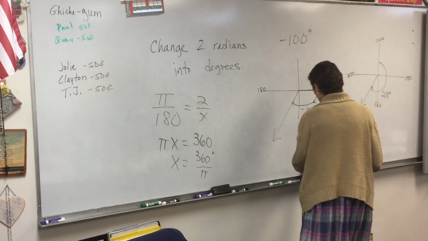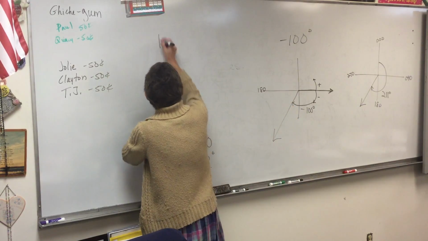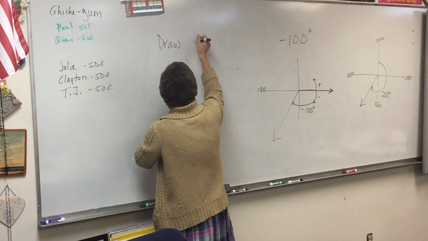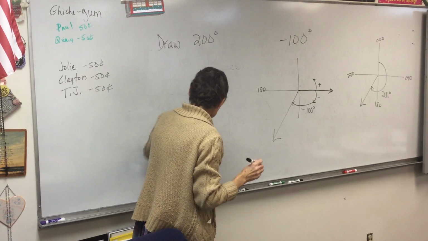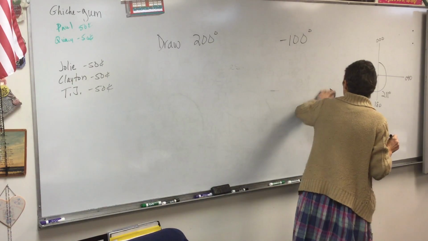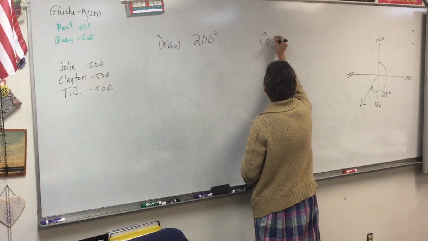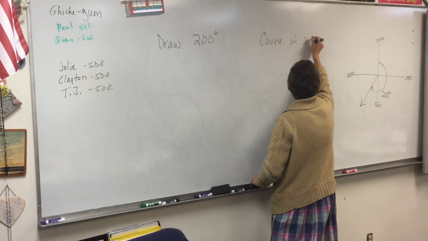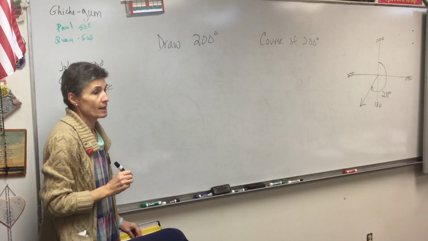Okay, so quickly, one more of each. If I just said, draw 200 degrees, see if you can do that real quick over to the side. And then if I said, draw a course of 200 degrees, draw that over to the side.